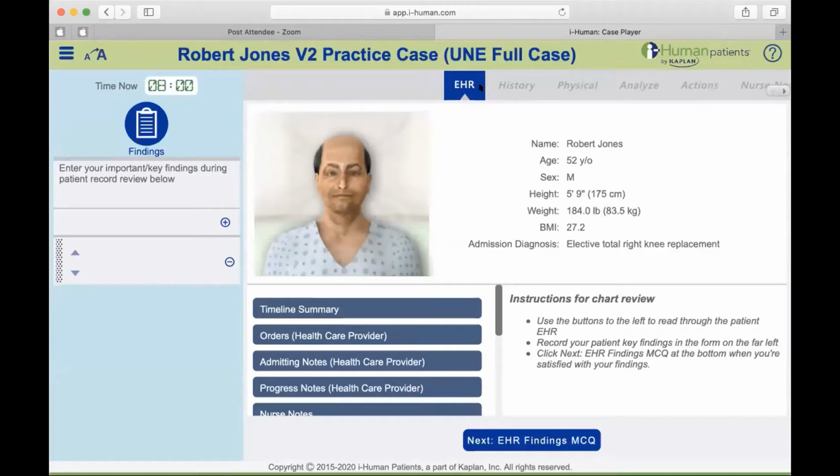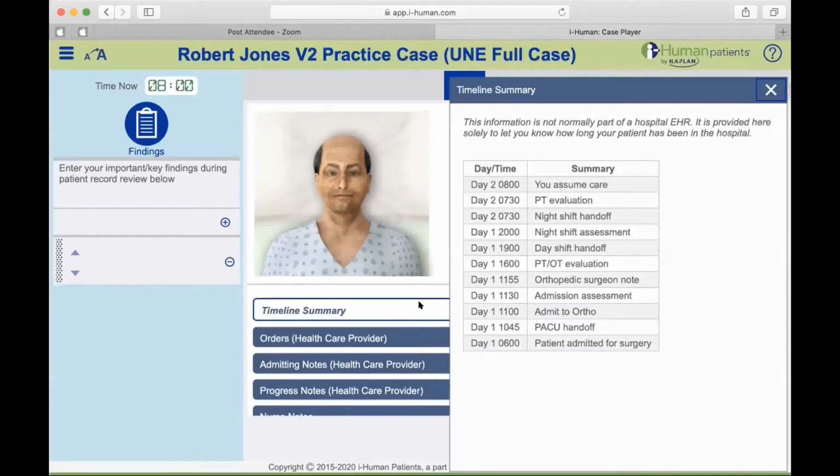Across the top, we have different tabs. So the electronic health record, the history, the physical, analyze, actions, nursing note. And so with each tab, the student will be asked to complete a particular task. And so within the electronic health record, the history, and the physical, here's where students are asked to recognize key findings. On the left-hand side, there's a clipboard. Here's where the students can write down their notes. As we're moving through the electronic health record, we'll be taking notes because eventually our step within this section is to find the key findings or compare our findings with the expert in a multiple choice question.